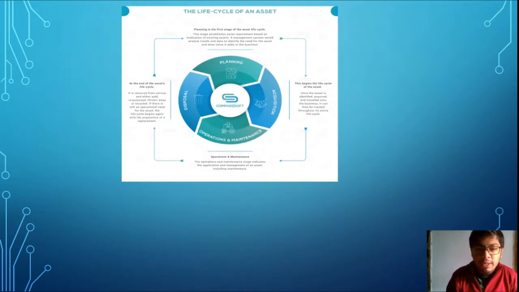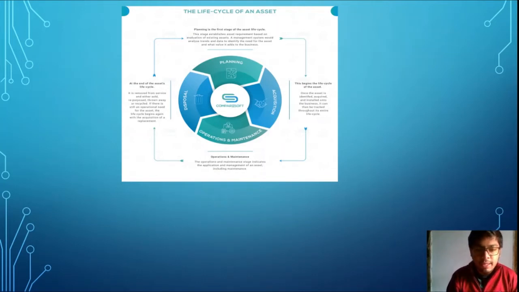The next step is acquisition. This begins the life cycle of the asset. Once the asset is identified, acquired, and installed into the business, it can then be tracked throughout the entire life cycle. And the third step is operation and maintenance.